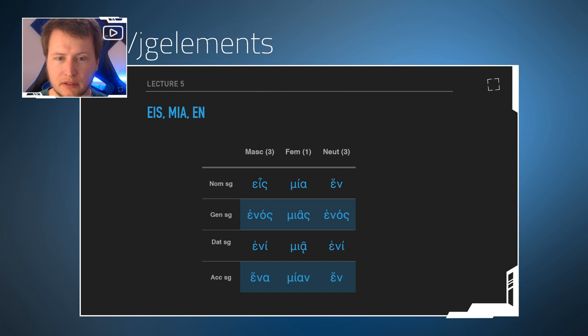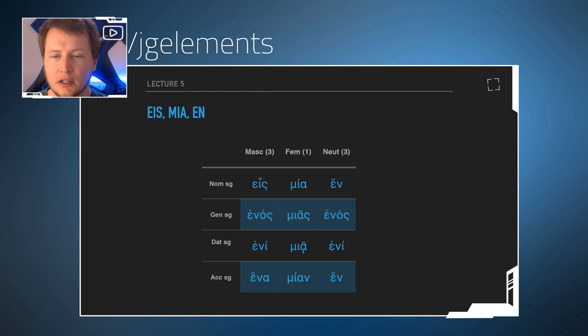So that's the masculine. The feminine uses a different form, μία. Now the stem ends in alpha, so it's first declension. Therefore, nominative singular has no ending. Genitive singular, though, takes the sigma. Dative singular takes the iota subscript. Accusative singular takes the ν. This is everything you've learned in terms of first declension all right here. So that's some good review.